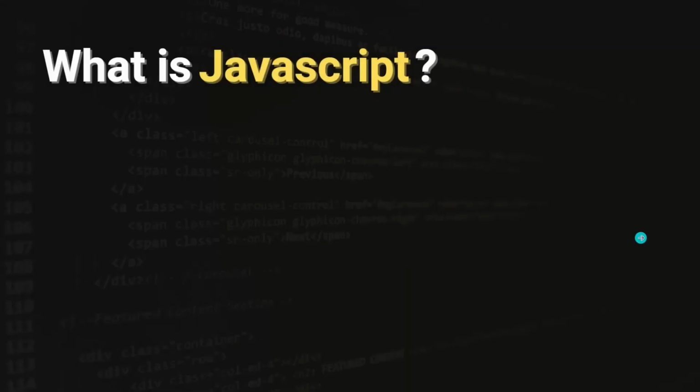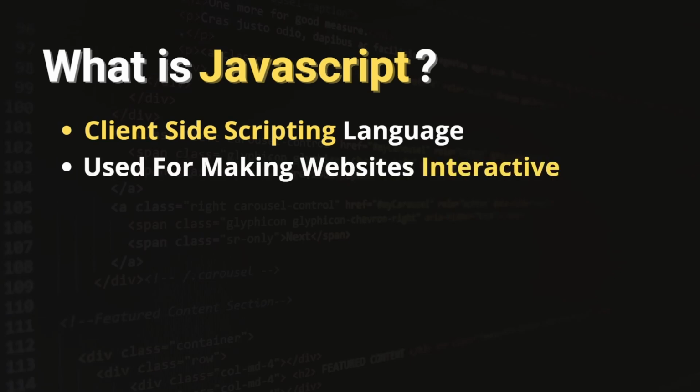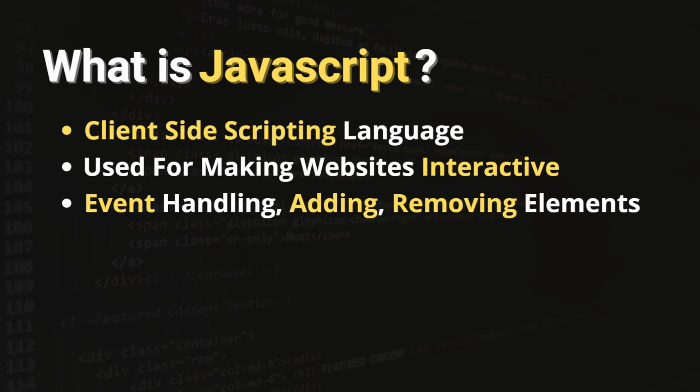So let's go over what JavaScript actually is. JavaScript is basically a client-side scripting language. That means that it runs on the client's computer. It does not necessarily need a server, and this way you can view a website and make it interactive. As JavaScript makes websites interactive, it can also be used for event handling, for example click events, like clicking on a div, which is not necessarily accessible with CSS and HTML only, or adding and removing elements dynamically, which also isn't available with CSS or HTML only.